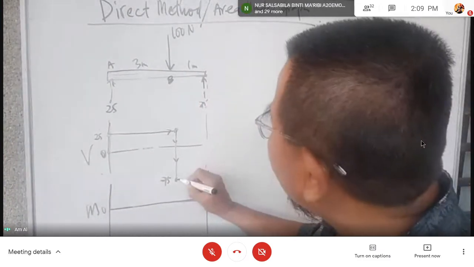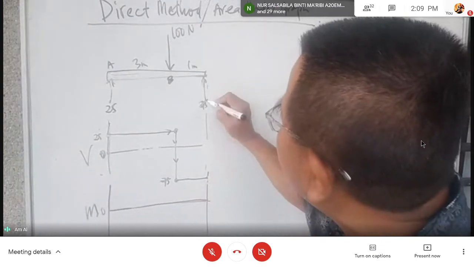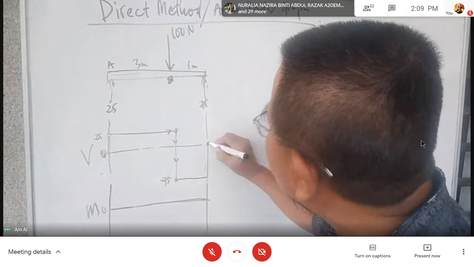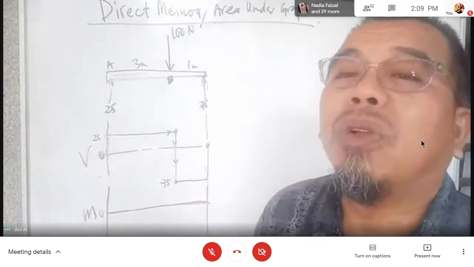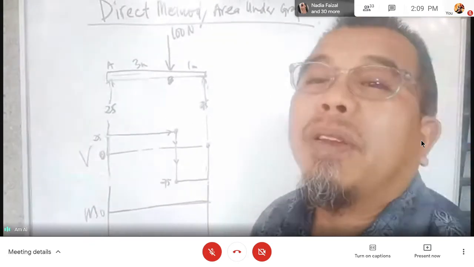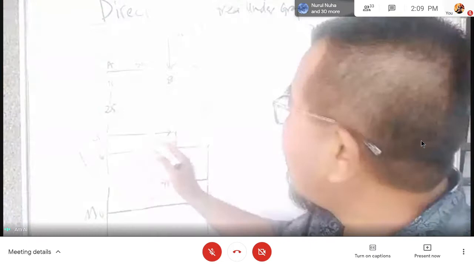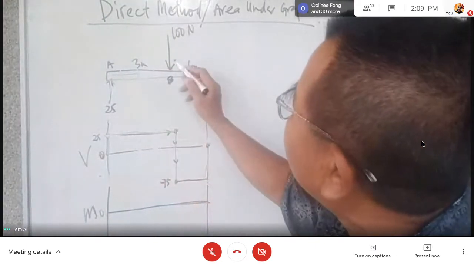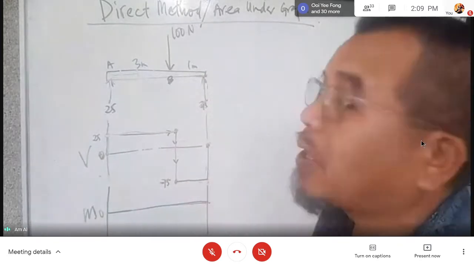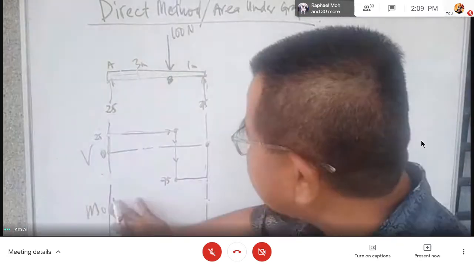Maintain that value. Up until here, there's a force 75 up. 75 there, up. So you go to 0. At 0, you finish at 0. And that's how you plot the graph. So from here, after you plot the graph here, the shear value is 25. From here to here, the shear value is minus 75. That's all. Very easy. Okay?